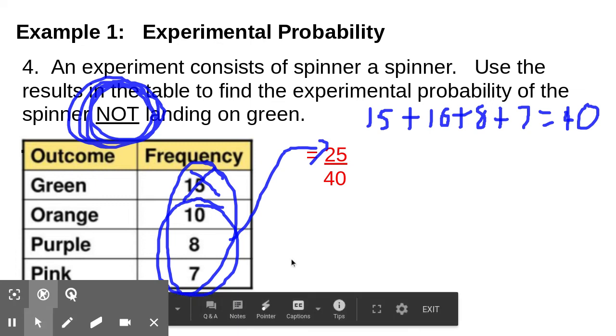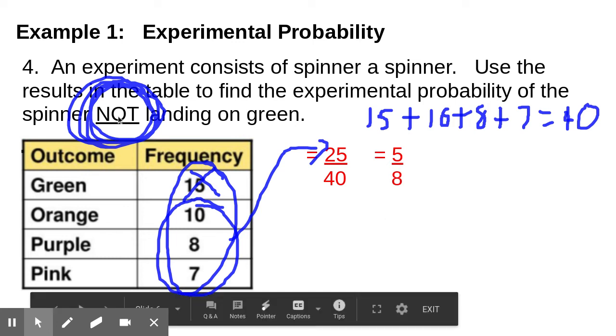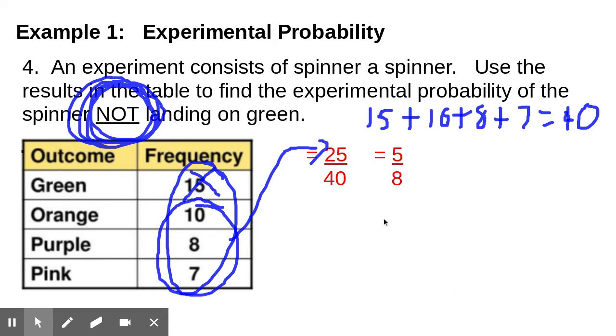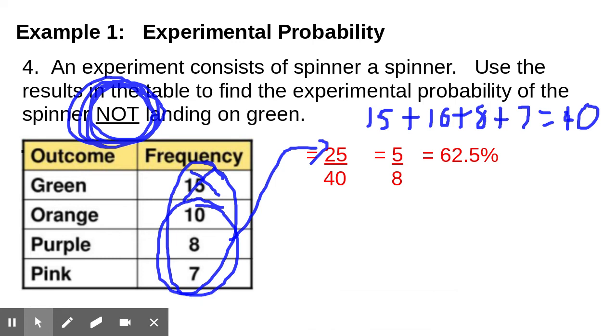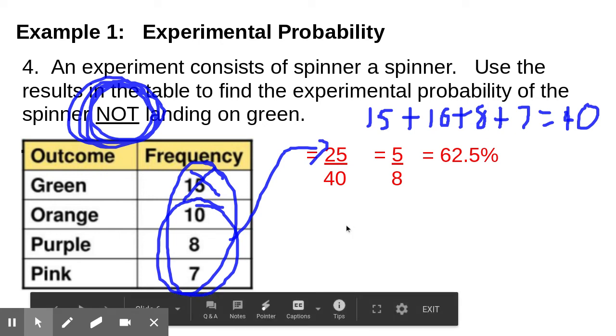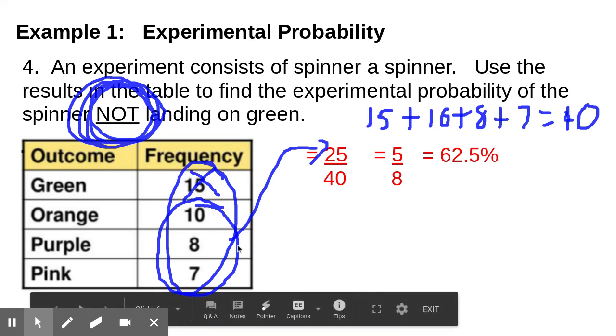Can that be reduced? I hope you said yes. You could take a 5 out of both and you get 5/8. So the probability of the spinner not landing on green is 5 out of 8, which is a 62.5% chance, which is likely to happen. Okay. And again, why is this called experimental probability? Because we had to do an experiment. We had to write down the results and we had to calculate what the probability of each one of these is to happen.